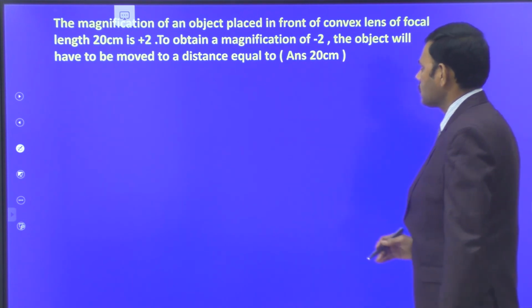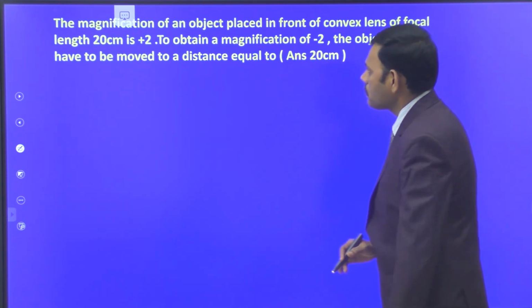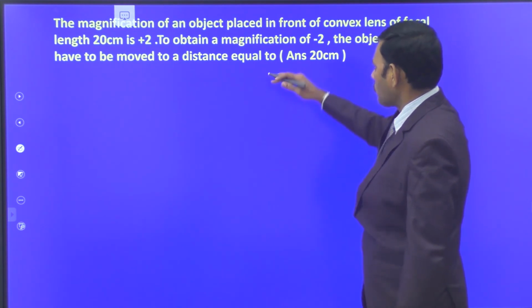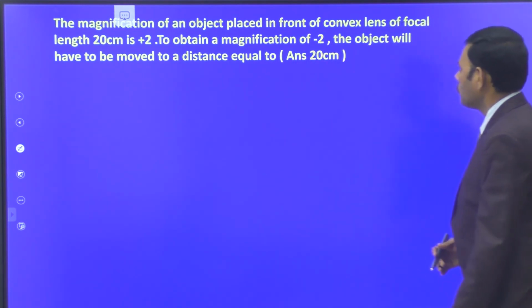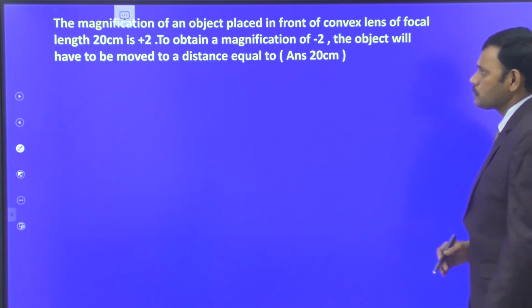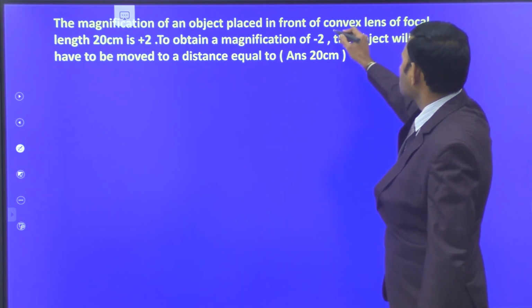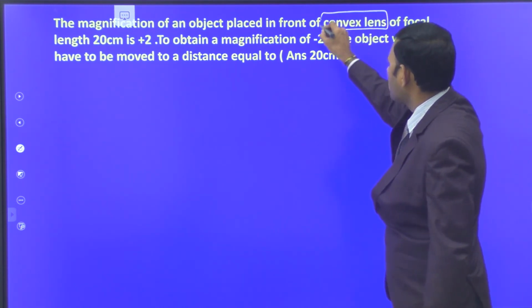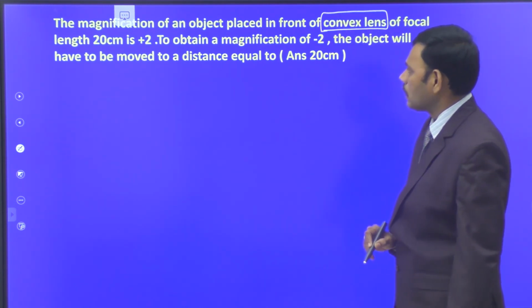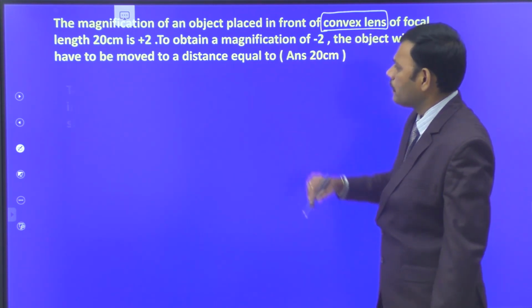Magnification of an object placed in front of a convex lens of focal length 20 centimeters is +2. To obtain the magnification of -2, the object will have to be moved to a distance equal to what? So a very nice problem. Let us pick up the correct data. Here the given lens is a convex lens, which has positive focal length. So focal length is given by 20.